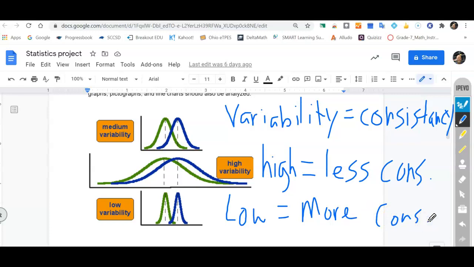Now, it doesn't necessarily mean one's better than the other. What it means is we just have to look at this and analyze it more carefully. If we're looking for consistency, then yeah, the more consistent one would be better. But if you're just trying to figure out the max number or the lowest number, we don't care about that part.